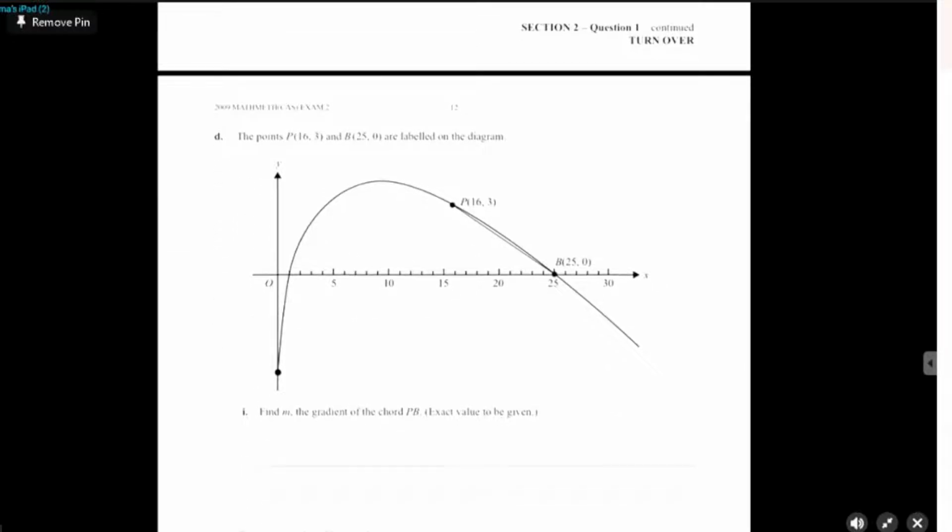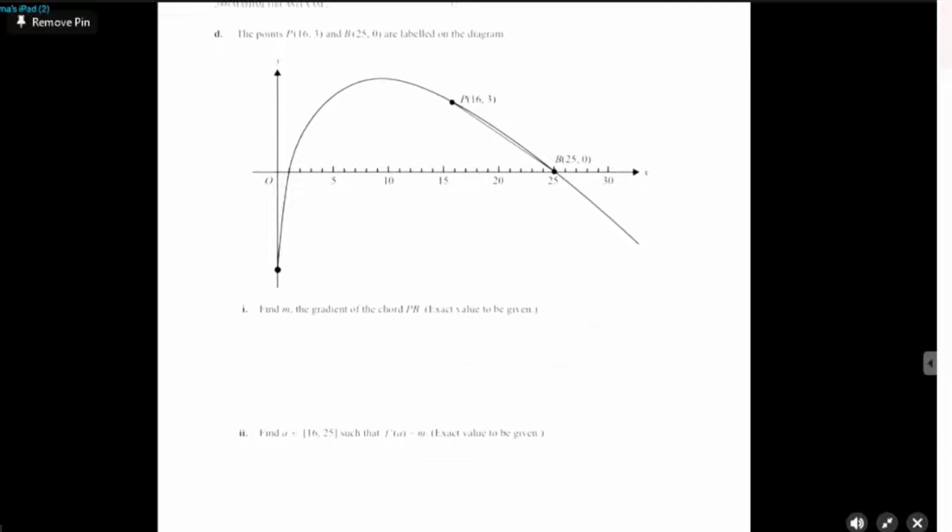D, the gradient of the chord. This is literally just, you know from like year 7 that m is y2 minus y1 over x2 minus x1. So just using that idea, you're just solving for 3 take away 0 over 16 take away 25, which is 3 over negative 9, which is negative 1 on 3.